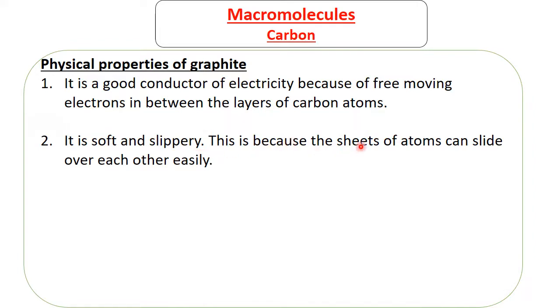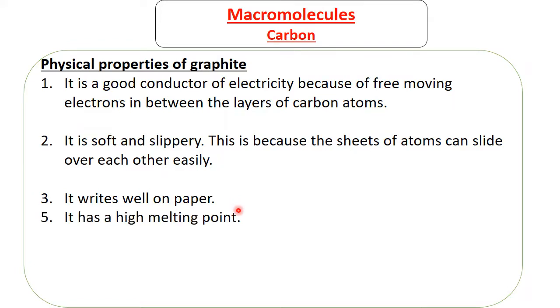This is because the sheets of atoms can slide over each other easily. 3. It writes well on paper. So in short, graphite is the lead of pencils that we use for writing. So all of us have seen graphite before. 4. It has a high melting point.